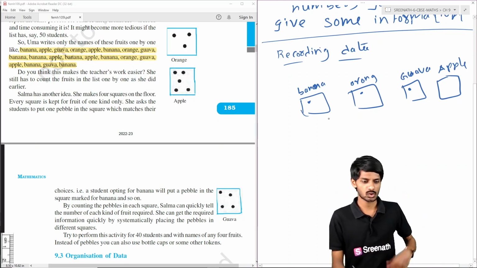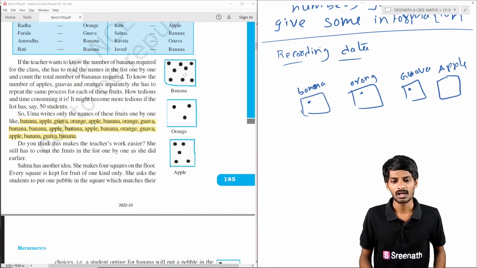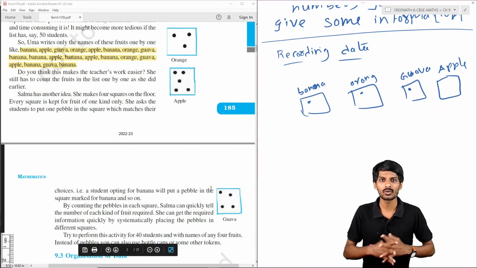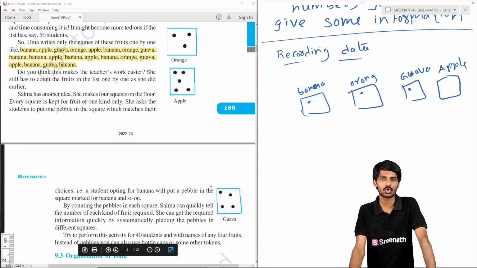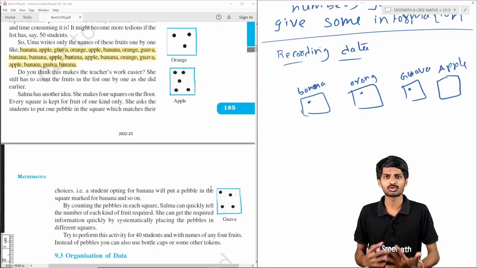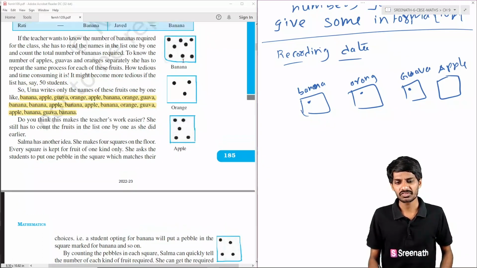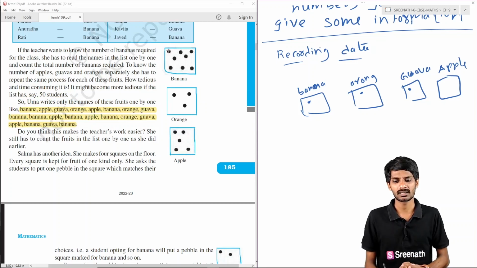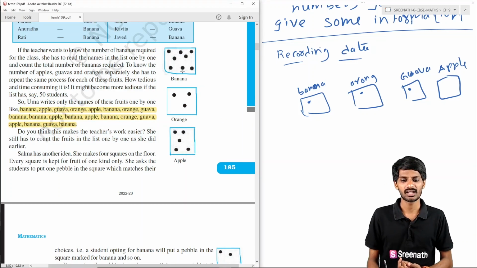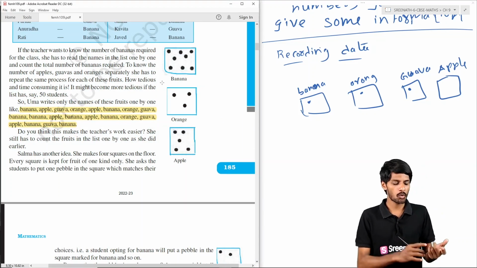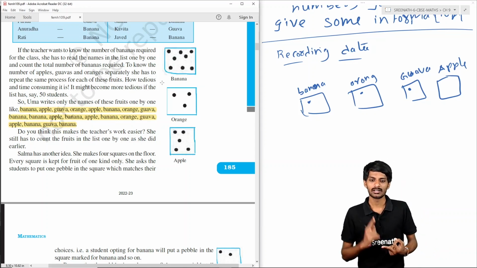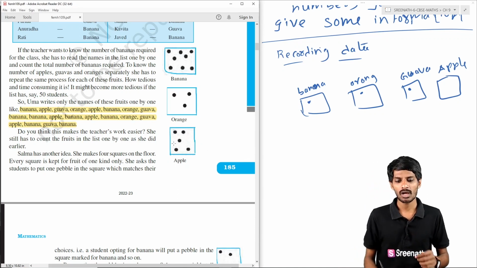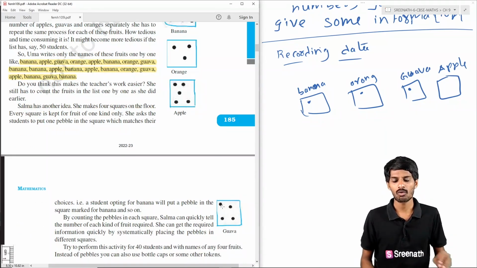Like that, the process goes on, and then you can see how many pebbles for banana, orange, apple, guava. So if the teacher wants to know how many bananas she has to buy from the market, she simply counts the number of pebbles here, suppose 1 2 3 4 5 6 7 8. She counts the pebbles and knows, okay, I have to buy 8 bananas, that's it. And coming to oranges, 3 oranges, apples, 5 apples, and guavas, 4 guavas.